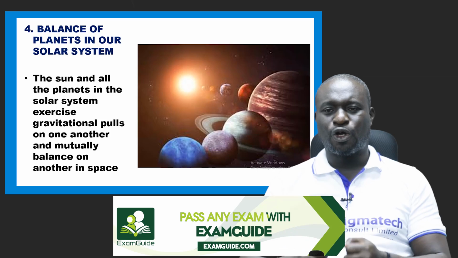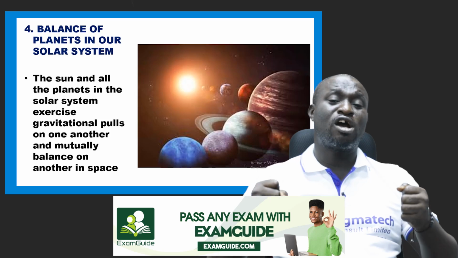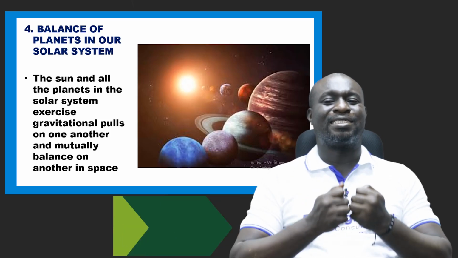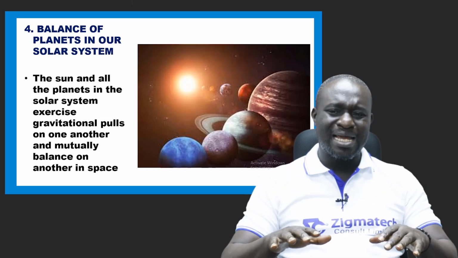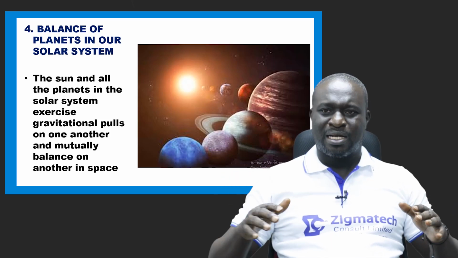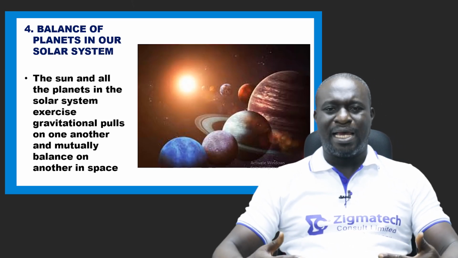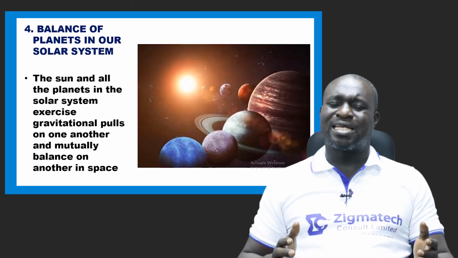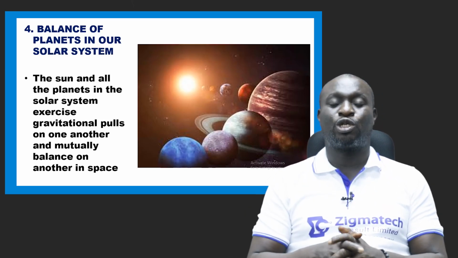Now, look at this. The sun and all the planets in the solar system exercise gravitational pull. So the sun and all the planets, including Earth, exert gravitational pull on one another and mutually balance one another in space. So they have a particular balance. There is no way the Earth can shift out of its particular space. It has a space it occupies. Now, why does it maintain that particular space? It is simply because of this balance based on their gravitational pull.